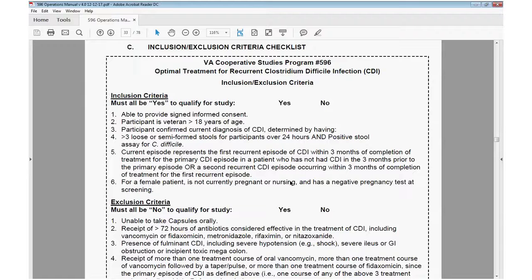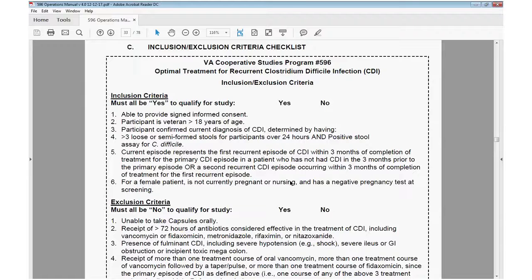Clostridioides difficile. The current episode represents the first recurrent episode of CDI within 3 months of completion of the treatment for the primary CDI episode, in a patient who has not had CDI for 3 months prior to the primary episode, or a second recurrent CDI episode occurring within 3 months of completion of treatment for the first recurrent episode.